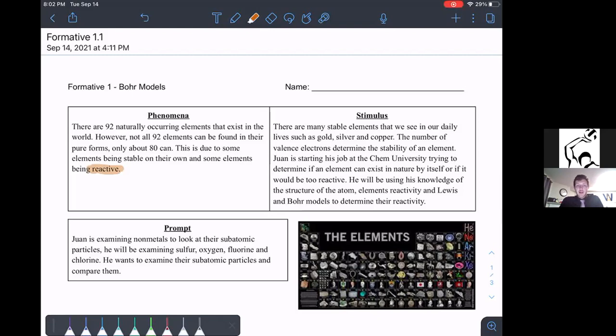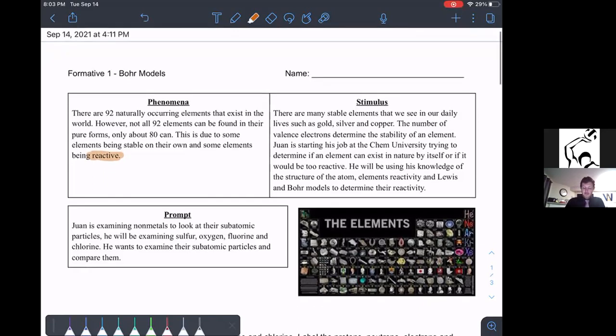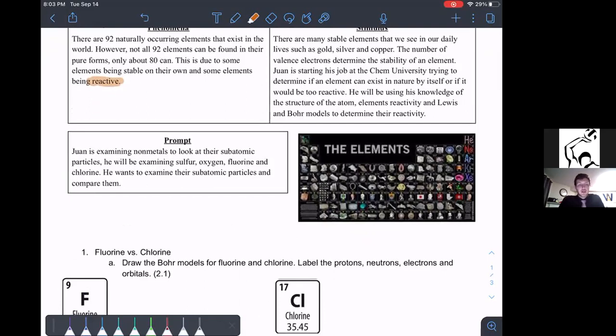When we're looking at our stable elements, there are ones that we can think about in our everyday lives, maybe gold, silver, copper, and the number of valence electrons helps us to determine the stability of our elements. Juan is starting his job at Chem University, trying to determine if elements can exist in nature by themselves or would they be too reactive. He'll be using his knowledge of the structure of an atom, element's reactivity, and Lewis and Bohr models to determine their reactivity.